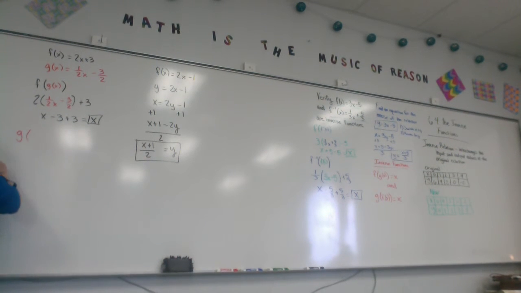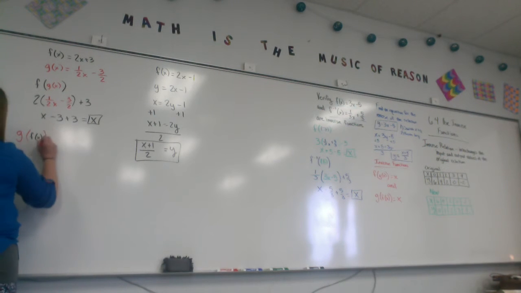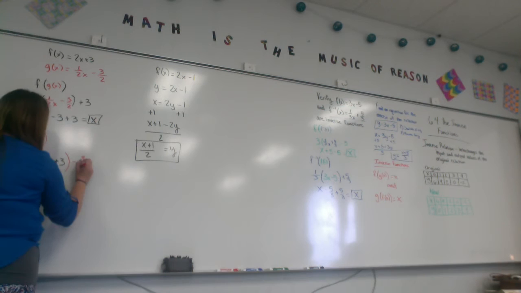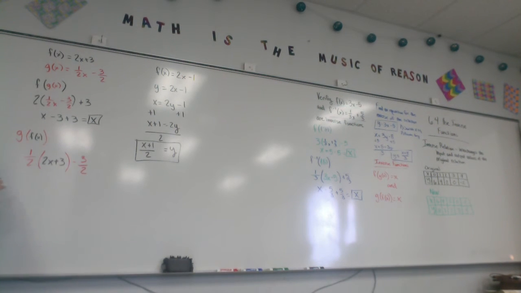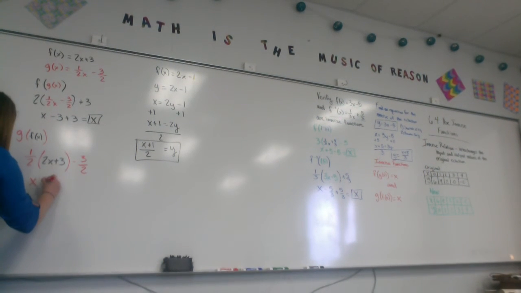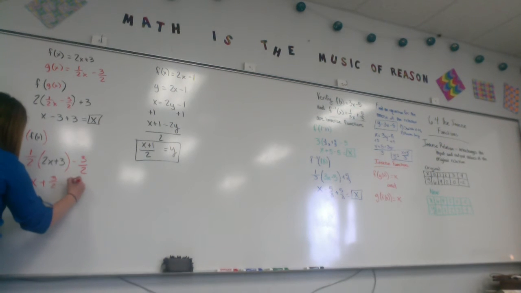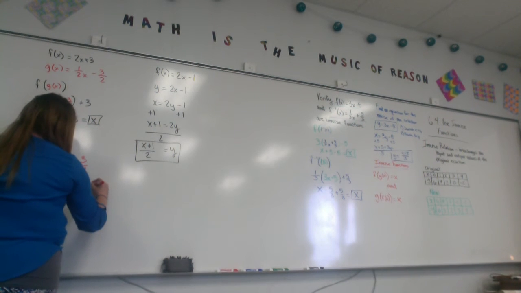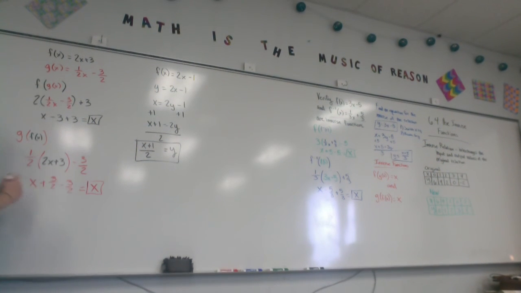G of f of x. Which means 1/2, and then I plug in 2x plus 3 minus 3/2. I need to see all this work when you do it on your homework too. What's 1/2 times 2x? X. What's 1/2 times 3? 3/2. 3/2 minus 3/2. X plus 3/2 minus 3/2 gives me x. So yes, they are inverse functions of each other.